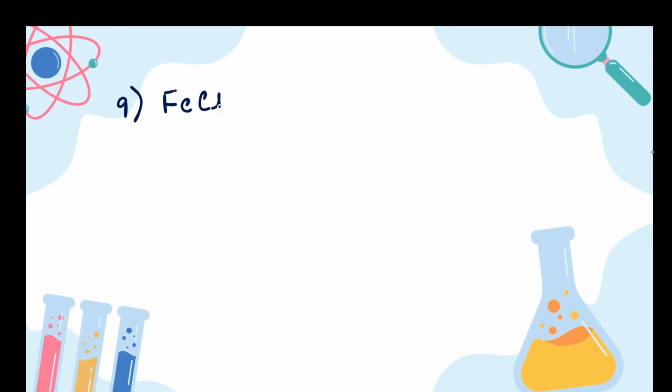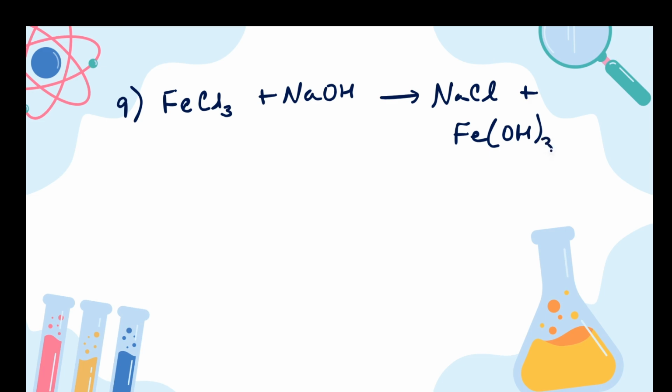Next we have ferric chloride FeCl3 reacting with sodium hydroxide forming sodium chloride and ferric hydroxide. Wherever there is a bracket, be very careful in counting the number of atoms. Now sodium is 1 on both sides, but chlorine is 3. So we will write 3 here. So here also we need to add 3 in order to balance our sodium. So sodium and chlorine, both the elements are balanced.